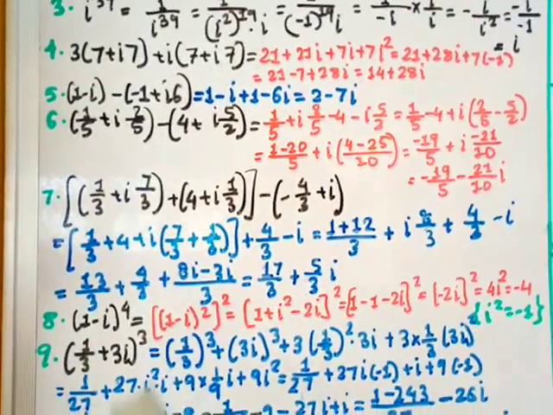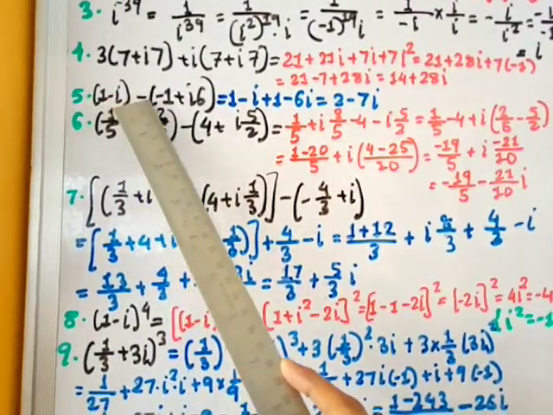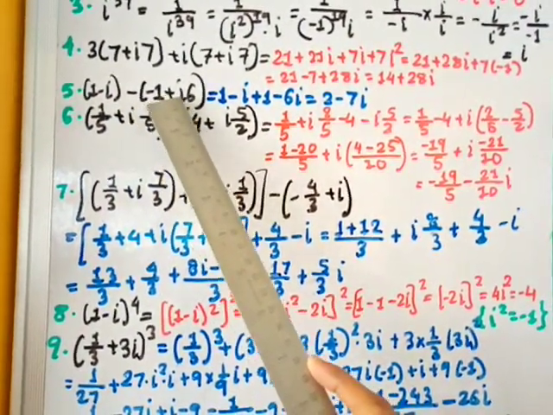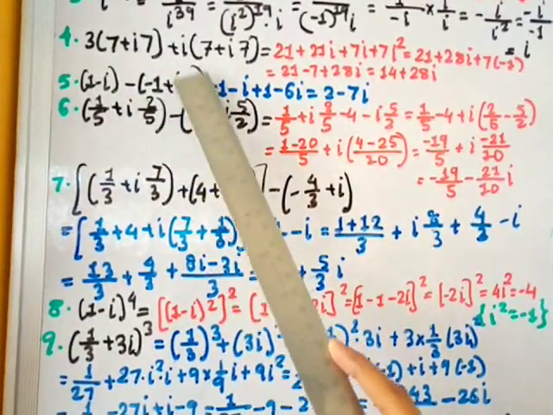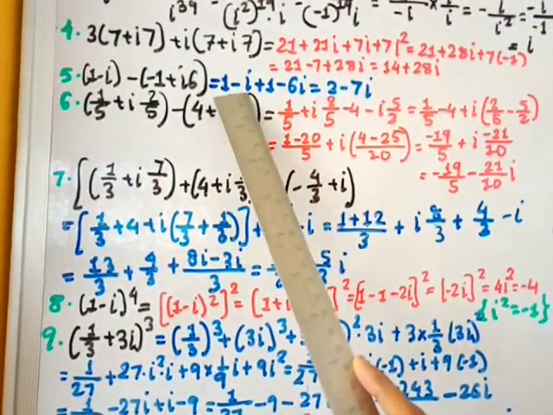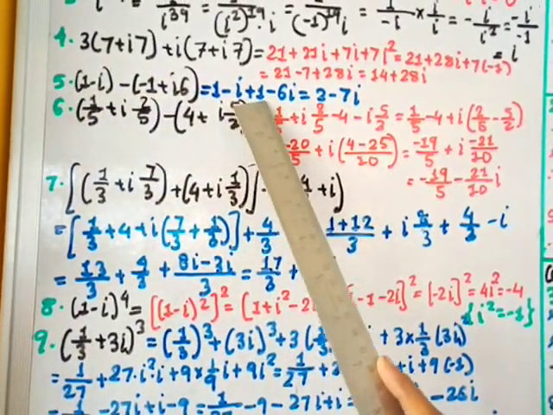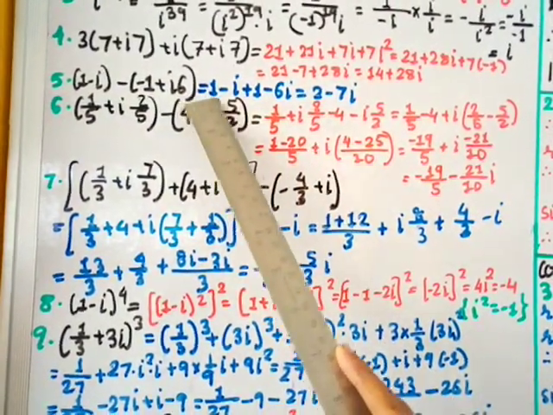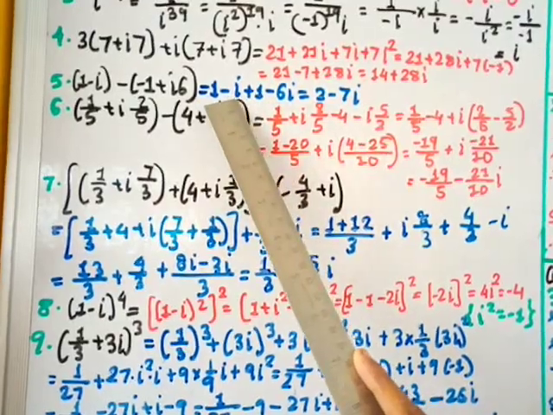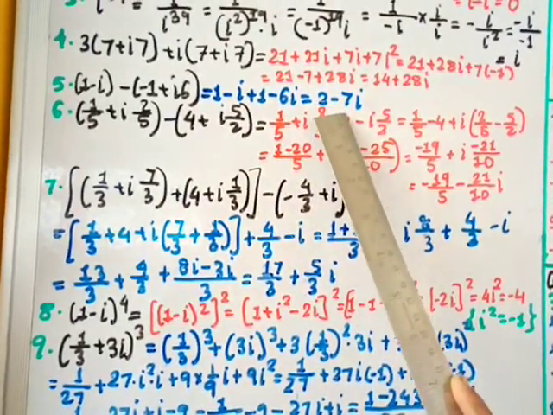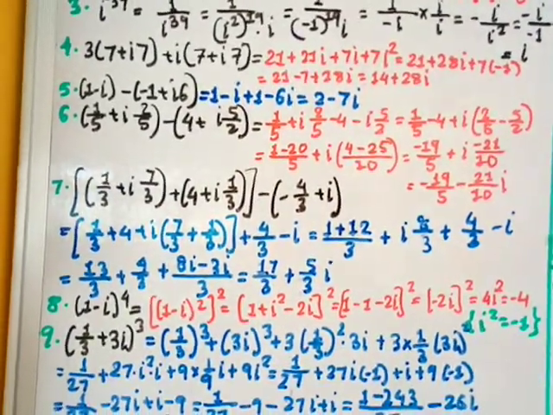Question number 5: 1 minus i, minus into minus 1 plus 6i. Okay, this is the bracket. So here 1 minus i, open the bracket as it is, minus and minus plus 1, minus and plus minus 6i equals 1 plus 1 is 2, and minus i minus 6i gives you minus 7i. So that is the solution for question number 5.